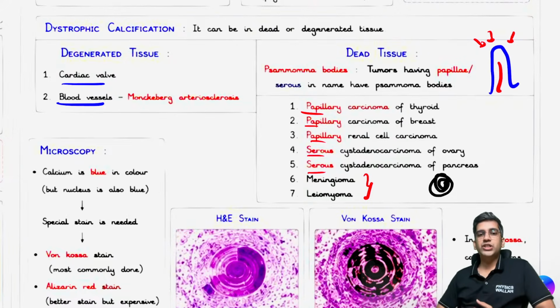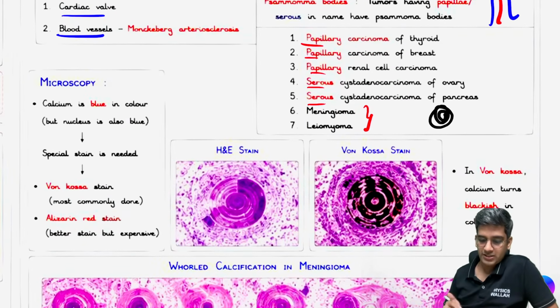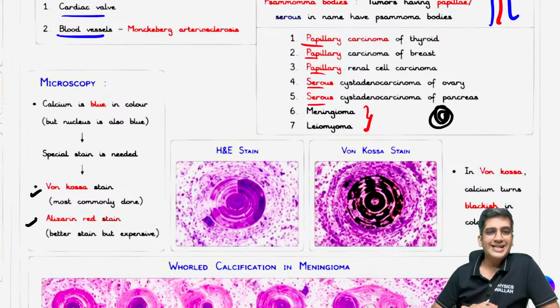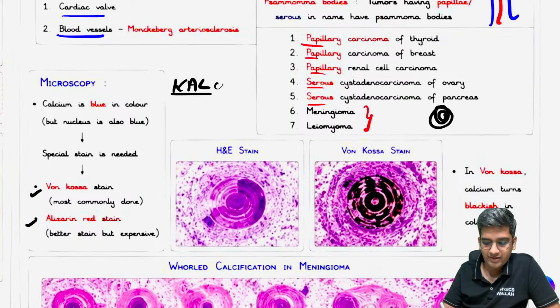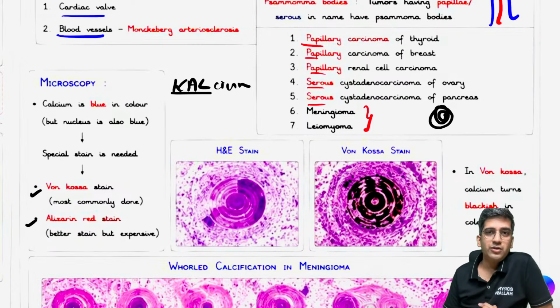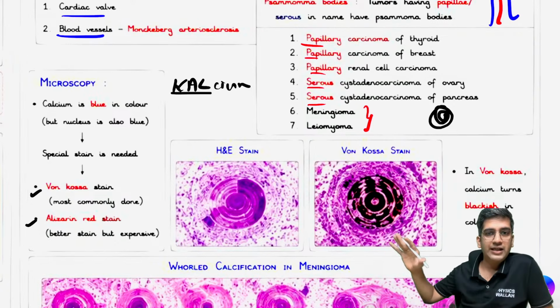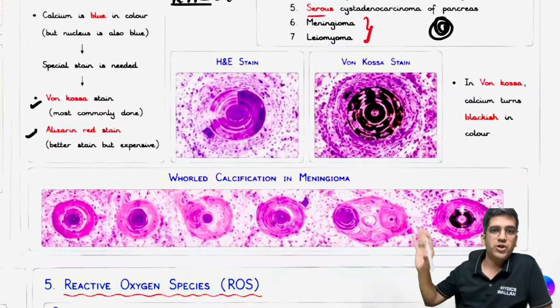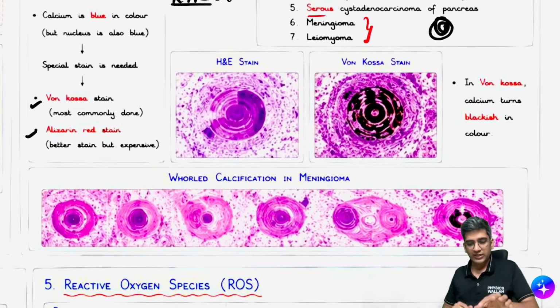Now calcium is bluish in color, so I might sometimes find it difficult to identify. So what do we do? Special stain. I have two stains: von Kossa and alizarin red. Everyone in the pathology lab knows this. Von Kossa is the most commonly used. Von Kossa is cheaper; alizarin red is very specific but expensive. That's how calcification looks like. That's how a Psammoma body looks like. It's whorled calcification seen in meningioma and leiomyoma, right? Okay, fine. That's the simple thing about calcification.